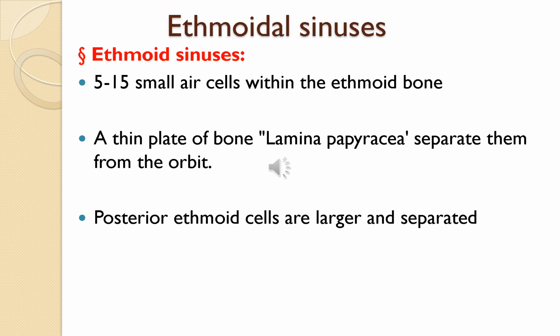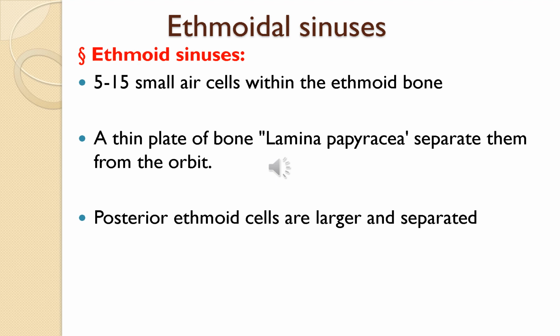The ethmoidal sinus is not a cavity with one ostium. No, it is formed by air cells, with each air cell having its own opening, and all these openings drain into the middle meatus for the anterior ethmoid and the superior meatus for the posterior ethmoid, which are separated from each other by the ground lamella.